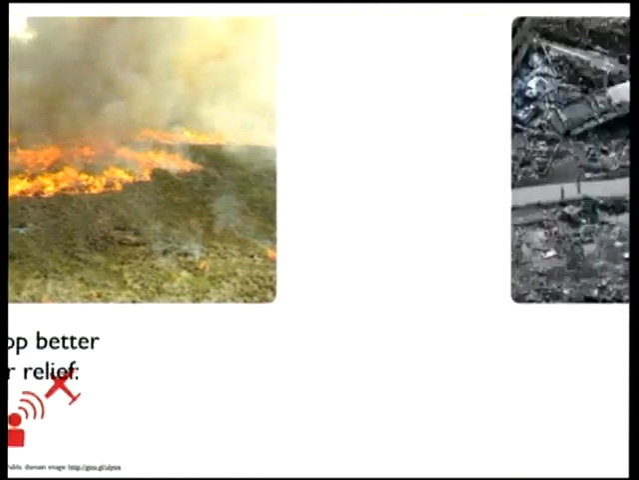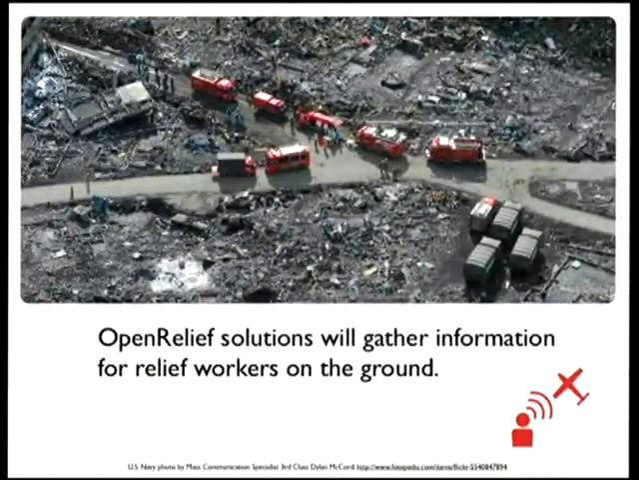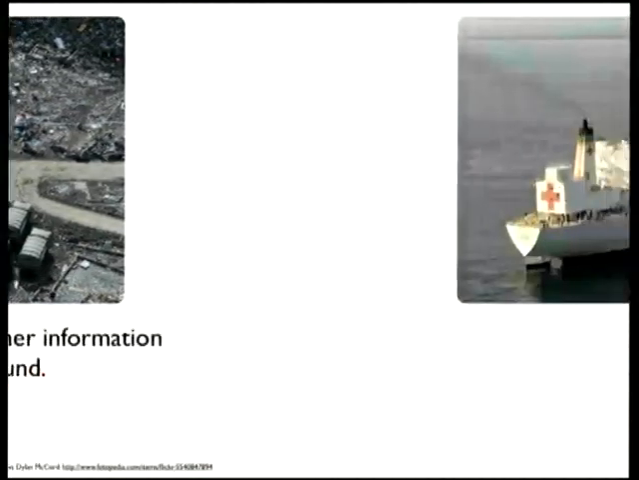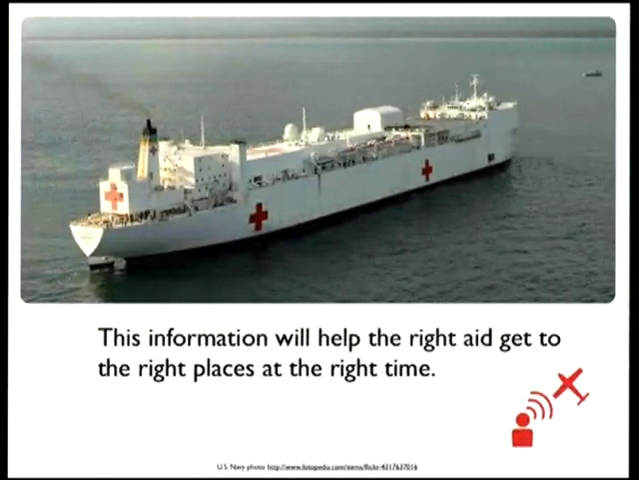OpenRelief, well, we're trying to deal with that. What we're trying to do is we're trying to get information to disaster relief first responders a lot more quickly than we could in the past. And the purpose for this is really simple. We want to get the right aid to the right people at the right time.